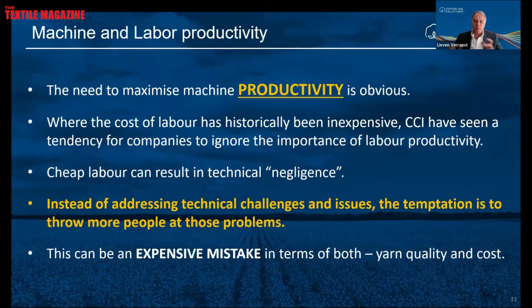Then another aspect is the machine and labor productivity. Where the cost of labor has historically been inexpensive in countries like Bangladesh, India, and Pakistan, we have seen the tendency to ignore the importance of labor productivity. In countries where labor is cheap, this can lead to technical negligence. Sometimes, instead of addressing technical challenges and the issues related to that, there is a temptation of just throwing more labor into these problems. And this can be a very expensive mistake, both in terms of yarn quality and also in terms of cost of the final cotton.